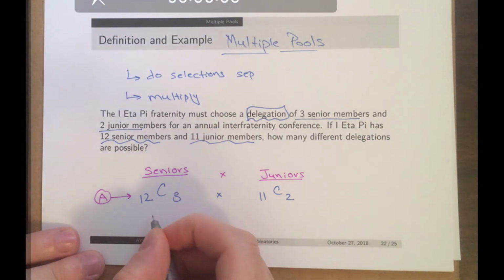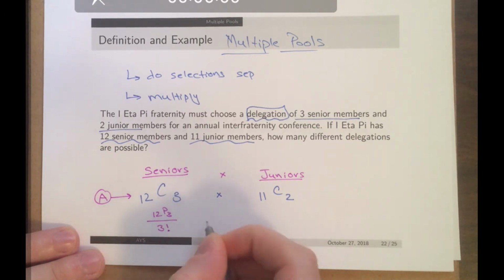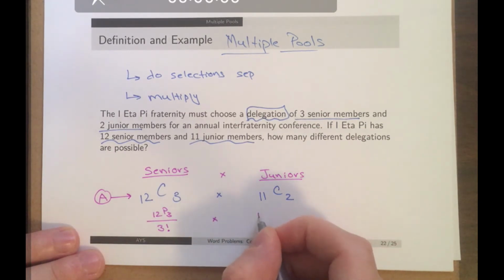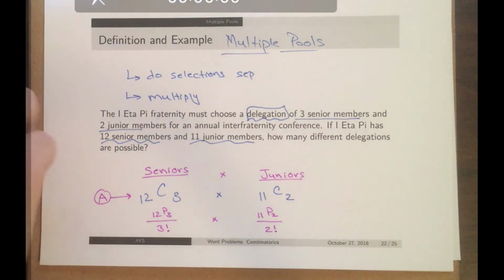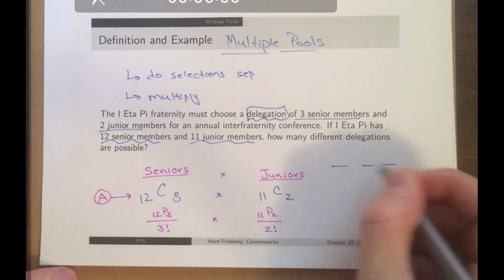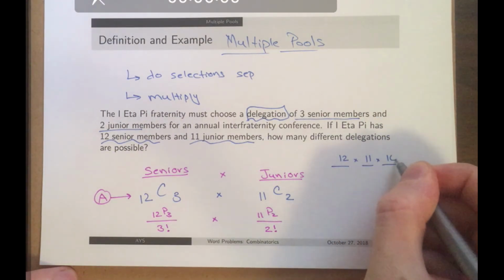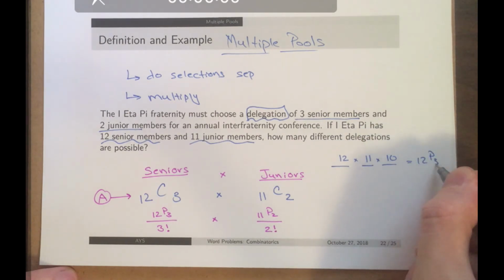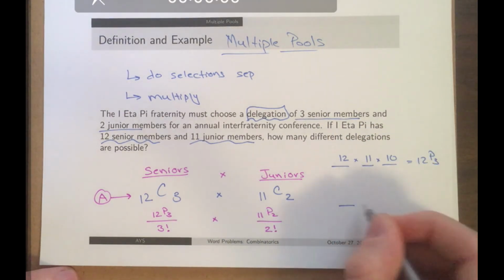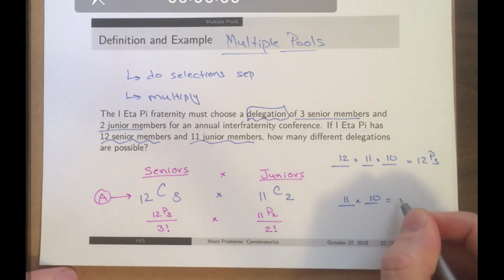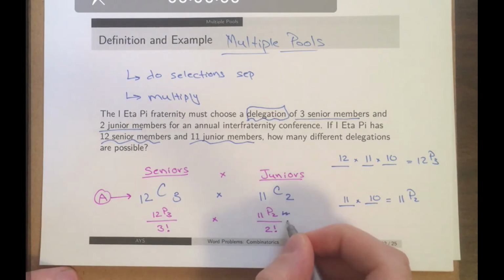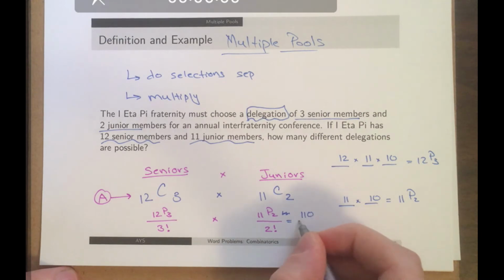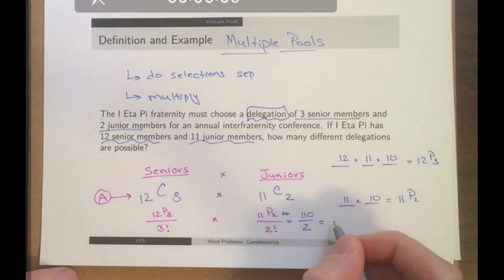Here, 12C3 is equal to 12P3 divided by 3 factorial, and 11C2 is equal to 11P2 divided by 2 factorial. Well, what's 12P3? 12P3, I just make 3 lines: 12 times 11 times 10. This is equal to 12P3. What's 11P2? 11P2, I make 2 lines: 11 times 10. 11P2, 11 permutation 2, equals 110. 110 divided by 2, which equals 55.